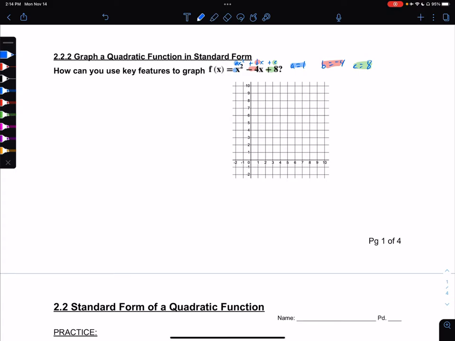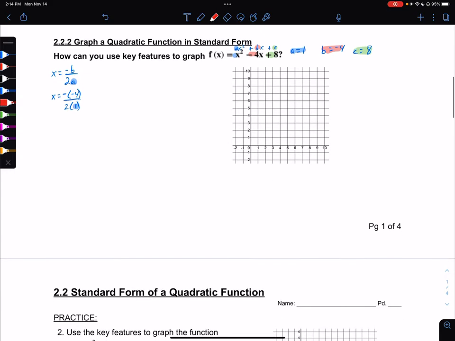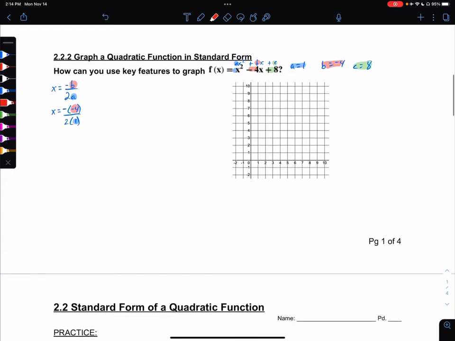Now that we've defined a, b, and c, we want to solve for x. And we're going to use our formula where x is equal to -b over 2a. So we substitute a and b. X is equal to negative, b is -4, and a is 1. So we get x is equal to 4 over 2, and x would be equal to 2.